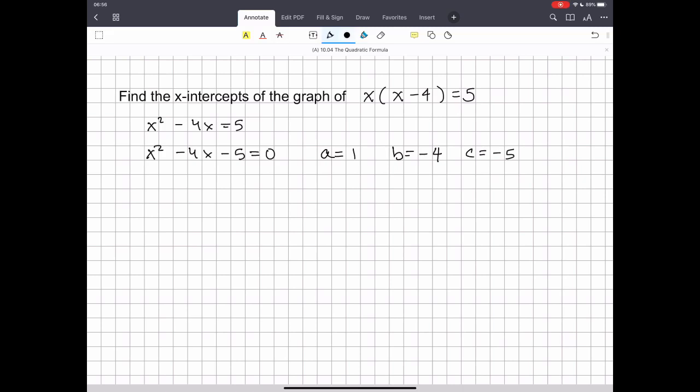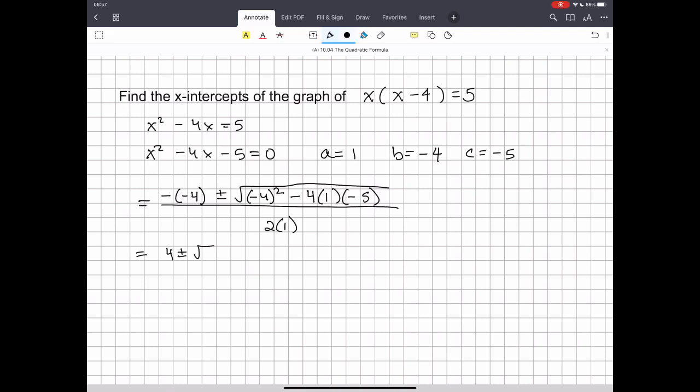Now that we have those, we can go ahead and use the quadratic formula. So it's the opposite of b, plus or minus b squared, minus 4 times a times c. All of that is under the square root, and we're going to divide everything by 2 times a, which in this case is 2 times 1. When I simplify all of that in the numerator, we end up with 4 plus or minus the square root of 36, divided by 2. And now we can have 4 plus 6 divided by 2, and we can have 4 minus 6 divided by 2.